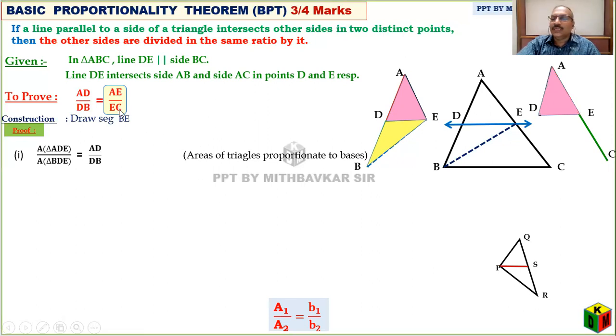Now for the triangle having base EC, to get that triangle, we'll have to join C with D. So the second part of construction: draw segment CD. So let's add here, and segment CD. Let's apply the property now. Again, A1 upon A2 is equal to B1 upon B2. Area of first triangle, keep the same naming as in the first statement. Area of triangle ADE upon area of triangle CDE is equal to B1 upon B2, that is AE upon EC.